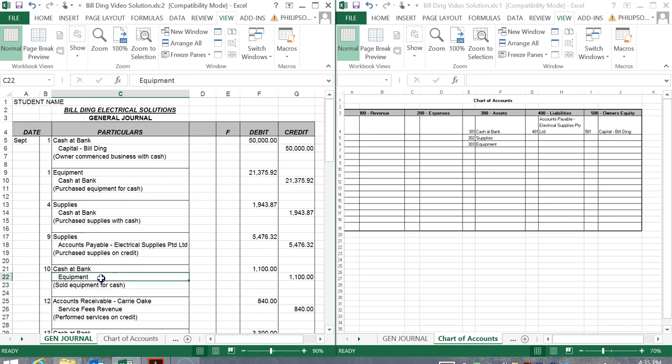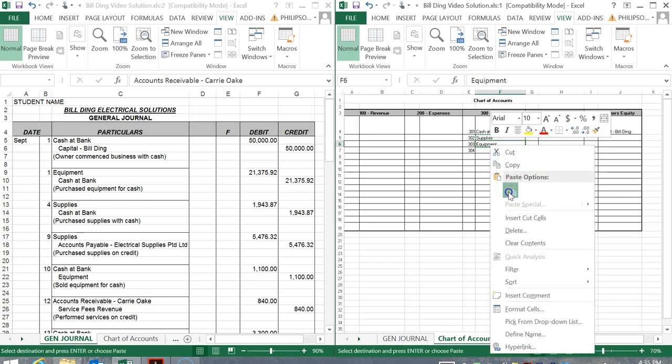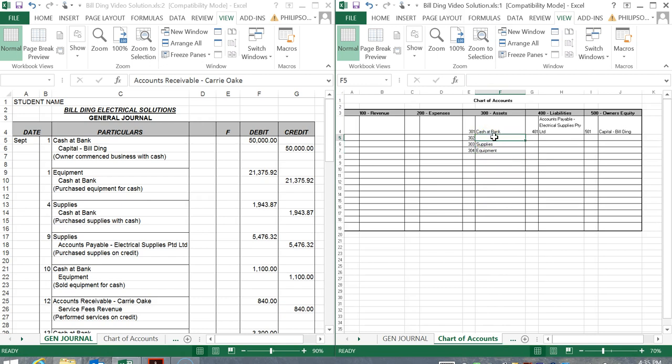Keep going down our list. Cash at bank we've got, equipment we've got, accounts receivable. Okay, well accounts receivable is going to go in between cash at bank and supplies in our order of liquidity. So we'll put 304 in there. I'm going to take these two, cut and paste them down, and then add in accounts receivable, with an E on the end.